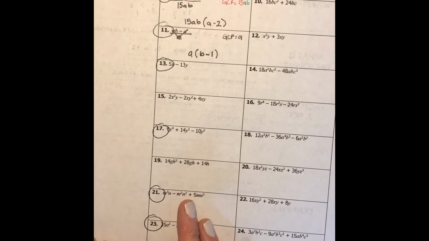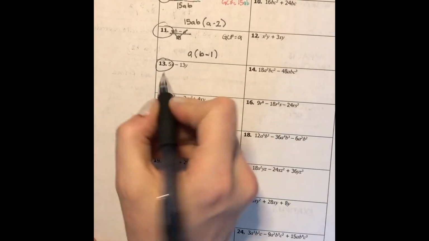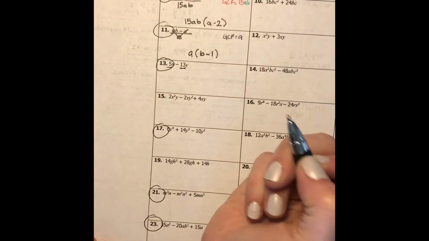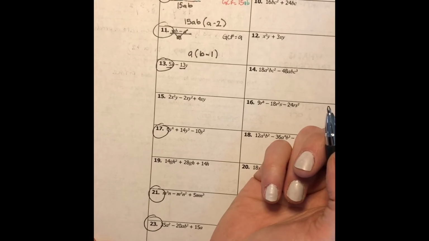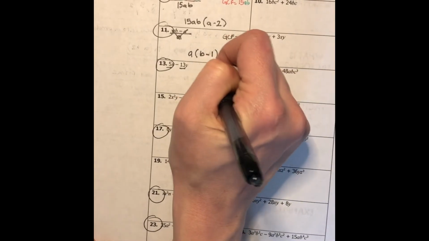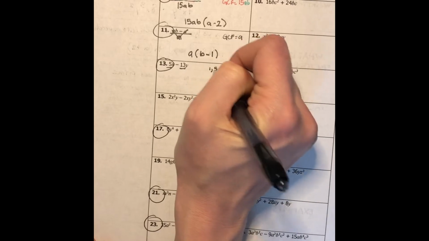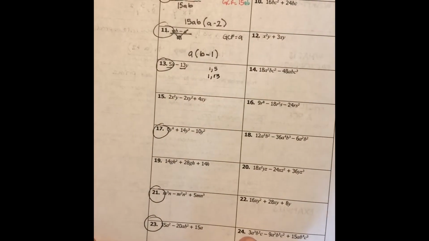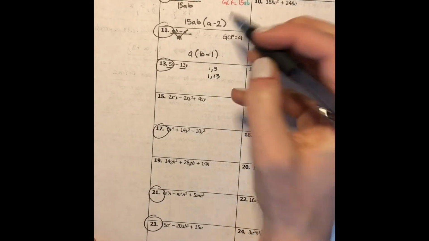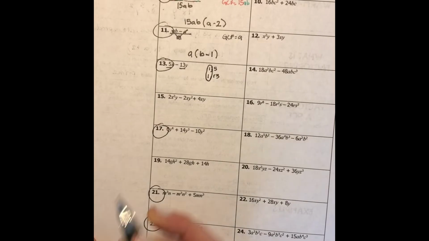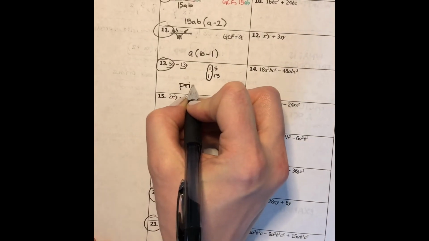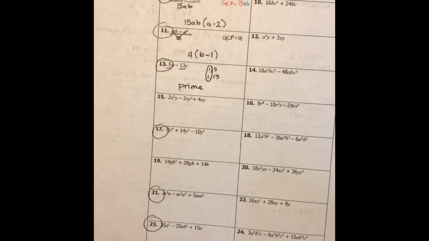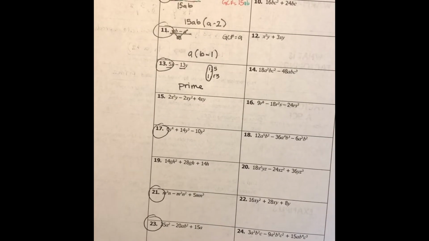We're back to single coefficients and single variables with number 13. However, when I look at 5 and 13 and I try to list their factors, I find no common factors. The factors of 5 are 1 and 5. The factors of 13 are 1 and 13. The only common factor they have is 1. So this is an answer where our answer is prime. There's nothing I can do with this problem.